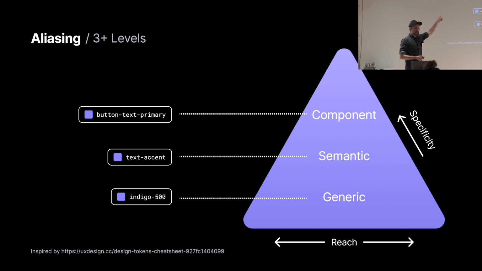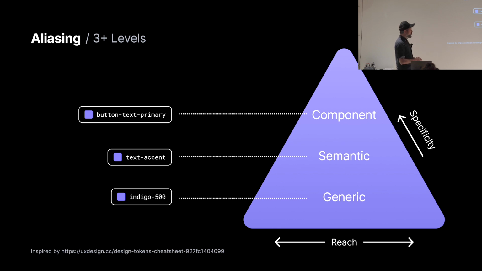And that's what I just mentioned. So the component, the button would be a component token. And that's where things start to get a little bit more complicated. So today we just talk about generic and semantic tokens. But in the token world, we typically have different levels or tiers of tokens.